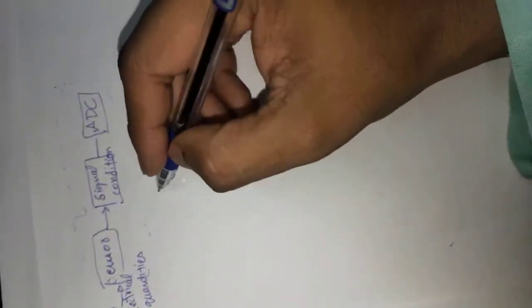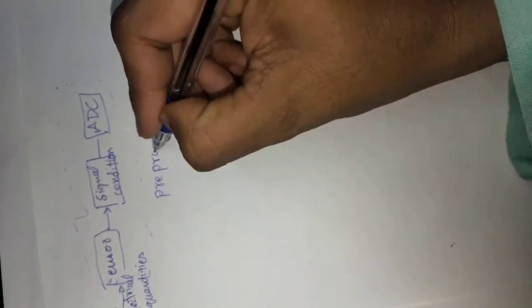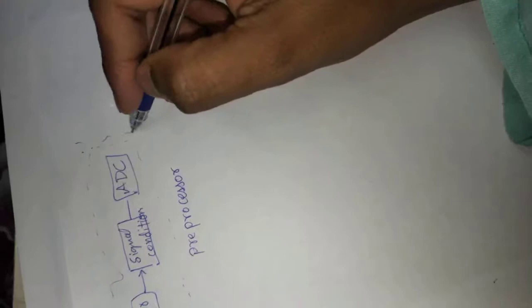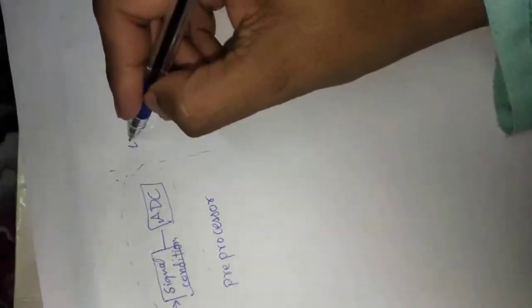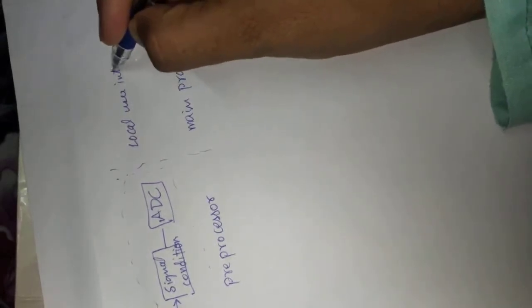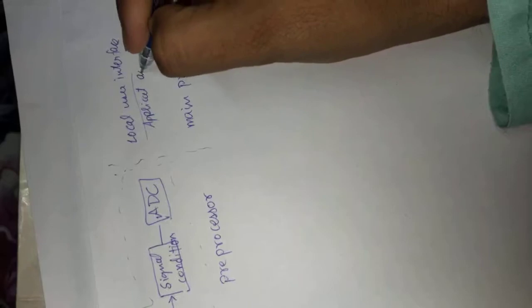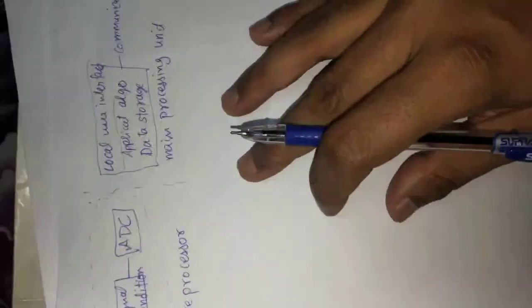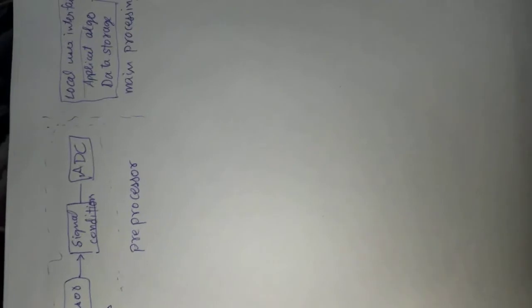And the processing unit can be divided further into a pre-processor unit, and a second unit which performs the main processing, which we can call the main processing unit, which comprises a local user interface and application algorithms, which can have data storage, and the last one is the communication block. So this is a generalized structure of a smart sensor.